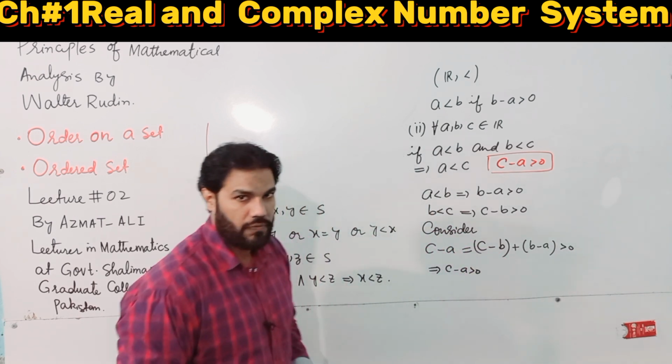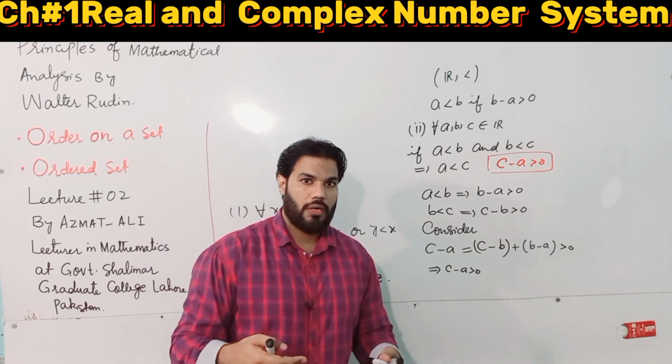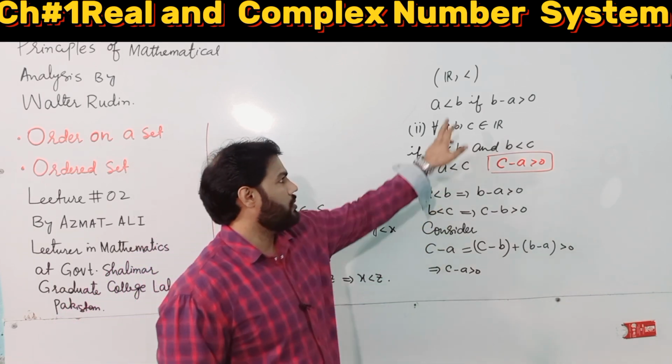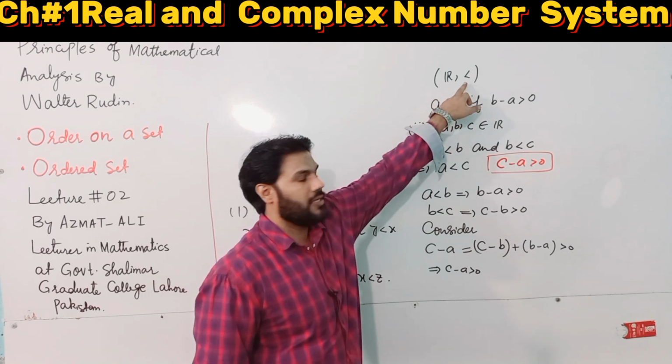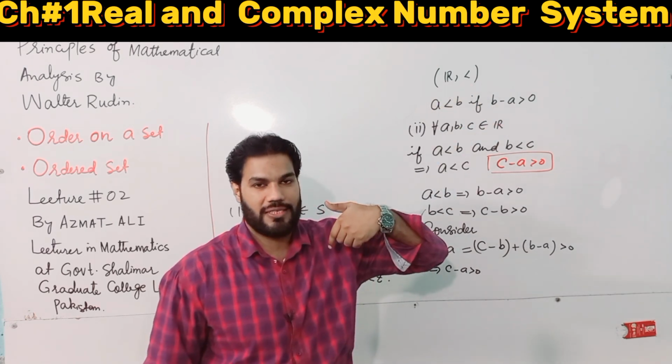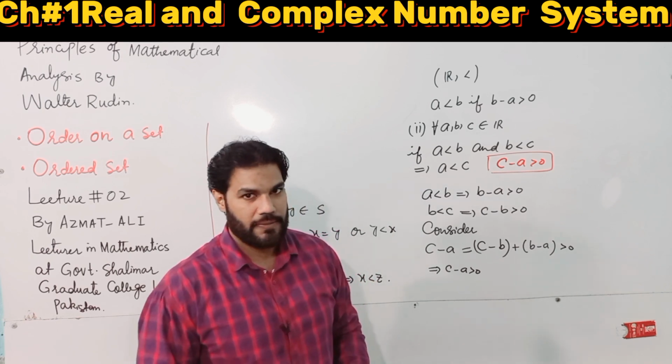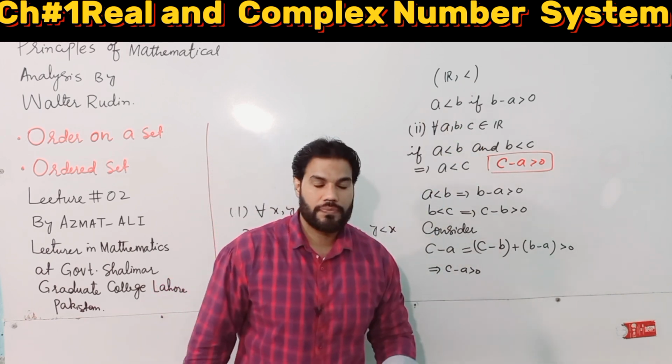As both axioms of order on a set are satisfied, this relation is an order on a set of real numbers R, and the set of real numbers R is an ordered set with this relation.